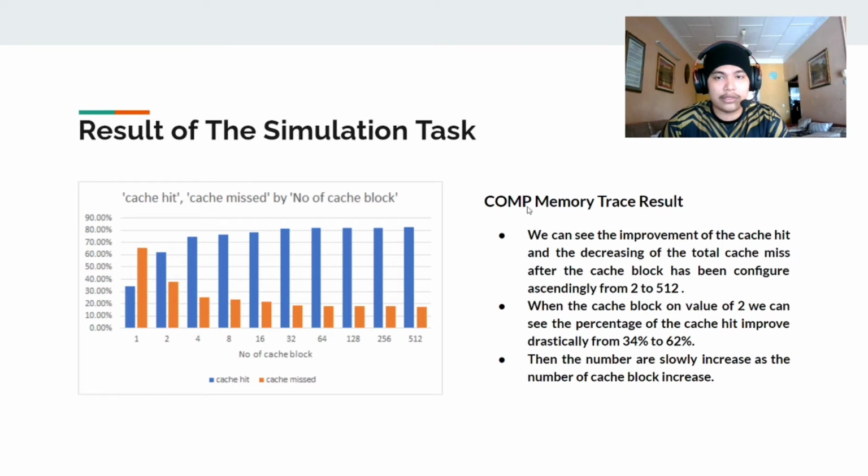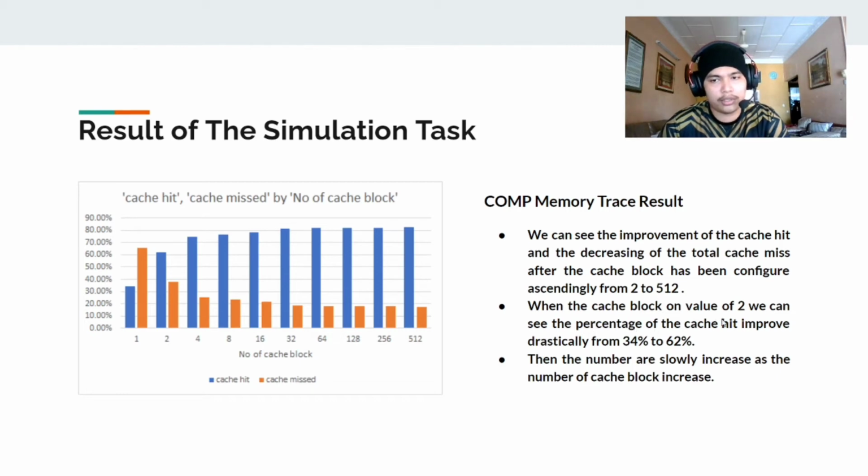We go next to the COMP. In the COMP, we can see the improvement of the cache hits and the decrease of the total cache misses after the cache block has been configured ascendingly from 2 to 512. Starting from cache block size 2 to 512, the cache misses decrease.